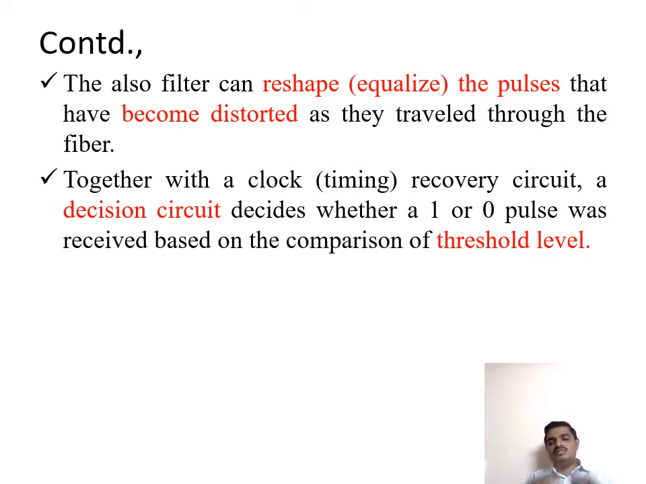Once noise is added to the original message signal, by using that filter we can easily remove the noise present in the signal. After removing the noise from the original message, the message structure may change. That is called reshaping, and it is taken care of by the equalizer unit. Together with a clock timing recovery circuit, a decision circuit decides whether a one or zero was received, based on comparison with a threshold level.